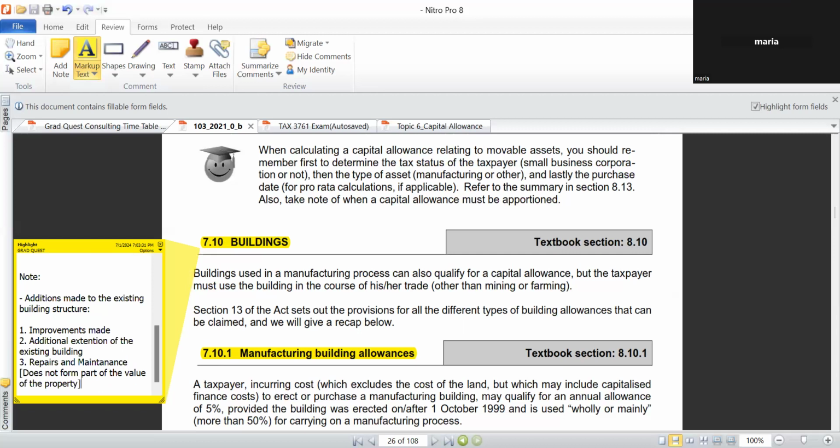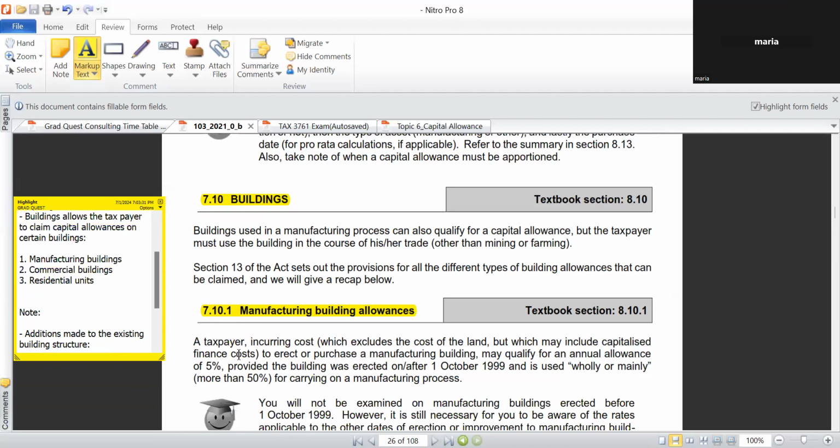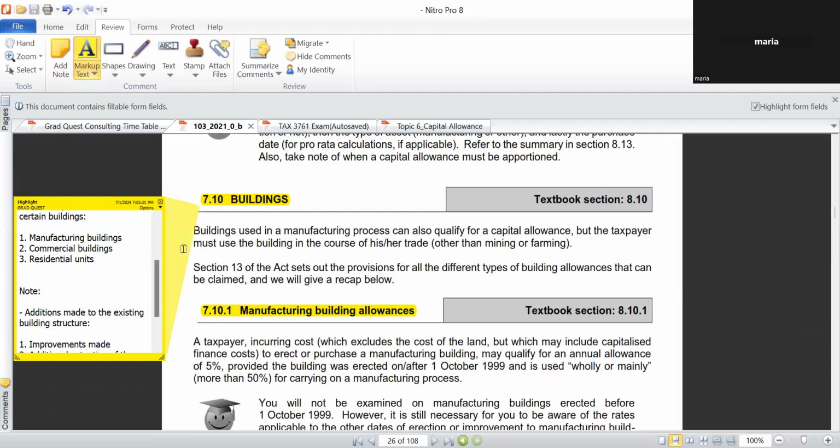Because one thing for sure, as you go through questions, you come across information where they'll mention the repairs and maintenance costs that were incurred, maybe to improve the value of that property, or maybe to repair some damages that might have transpired to the building property. You do not, I repeat, you do not add repairs and maintenance to the purchase to determine the value of that particular building, right? So we're going to begin with the manufacturing building to start with, and then of course we'll look at commercial buildings and then residential units.